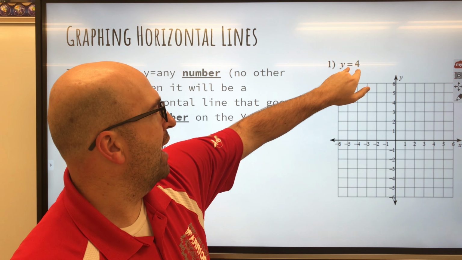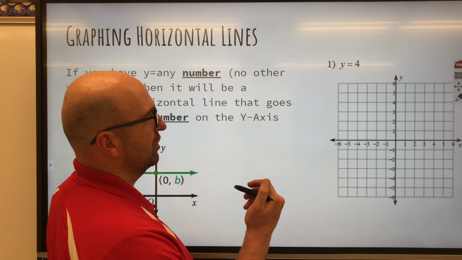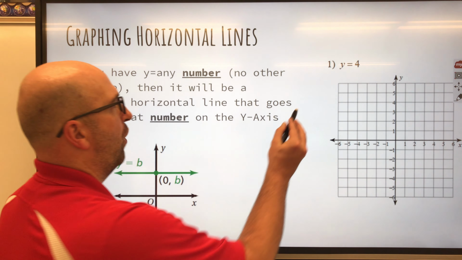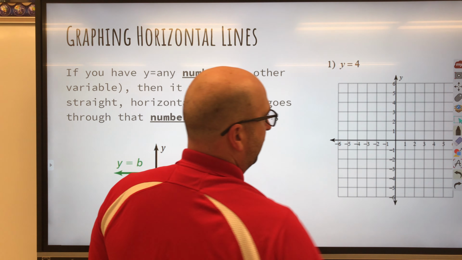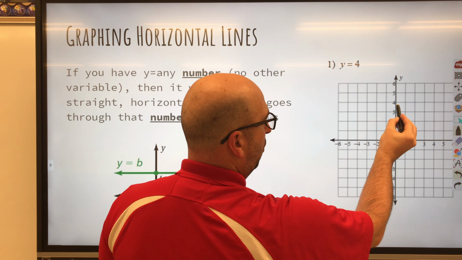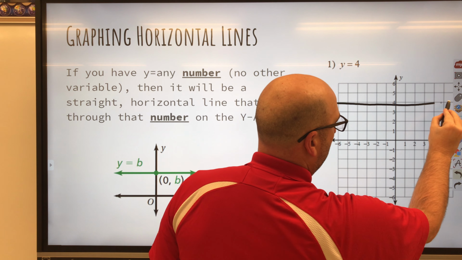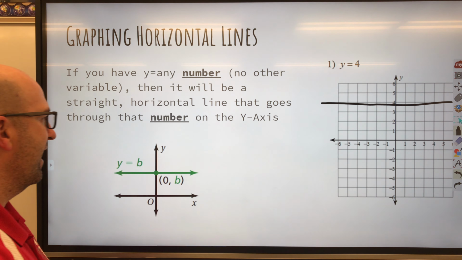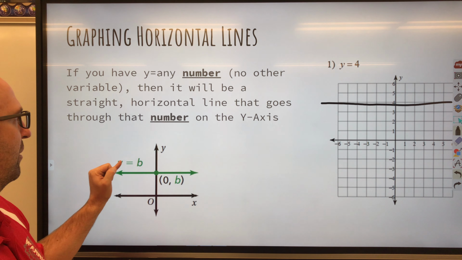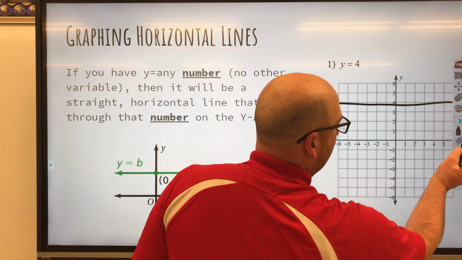So if you see y equals 4, what that means is that you are going to be going through the y-axis at the number 4. So here's 4 on the y-axis. So your line is going to be a horizontal line through 4 on the y-axis. So if y equals a number, it's a horizontal line going through the y-axis.